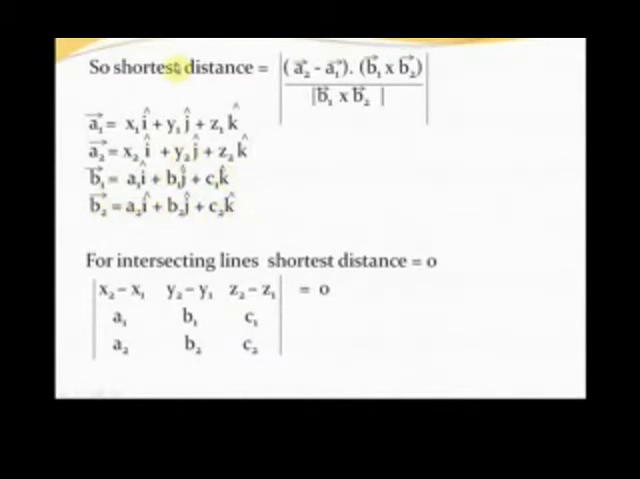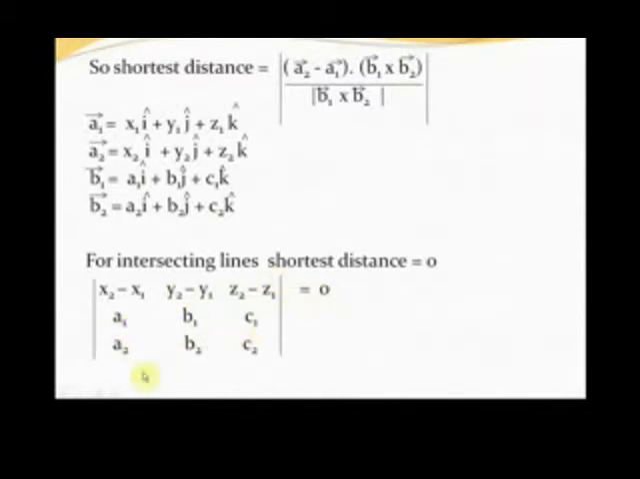So if we substitute these values over here, we get the shortest distance. Now if we say that the two lines intersect each other, then the shortest distance is equal to 0, and thus the box product of b1, b2 and a2 minus a1 is equal to 0. And thus we get the condition as the determinant, elements of which are x2 minus x1, y2 minus y1, z2 minus z1, a1 b1 c1 and a2 b2 c2, is equal to 0.